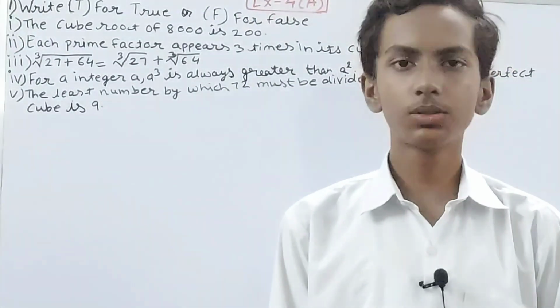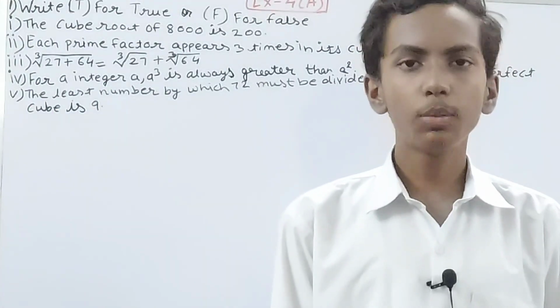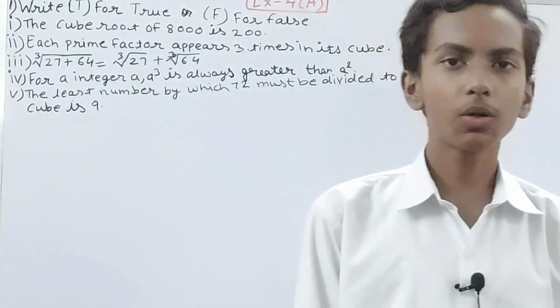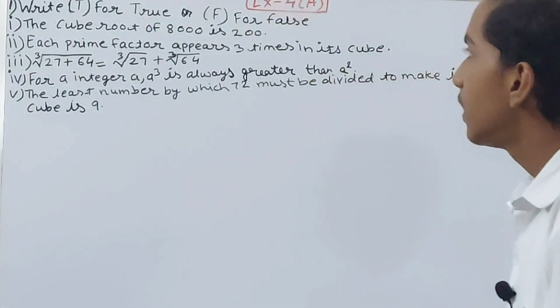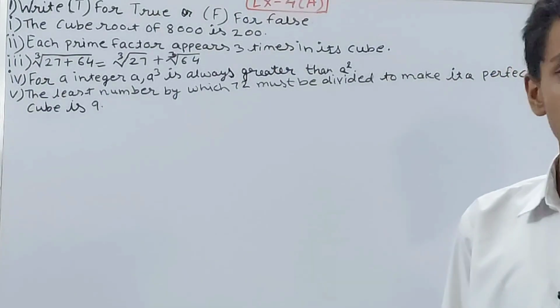In this video we are going to solve ICSE Mathematics Class 8 Chapter 4 Cube and Cube Roots, Exercise 4A, Question 1. This is: write T for true or F for false. Let us see. First is, the cube root of 8000 is 200.